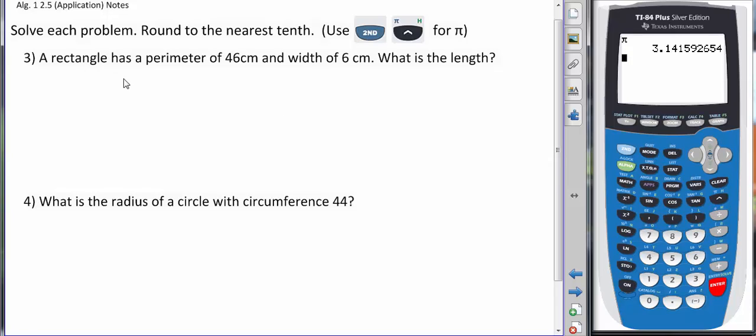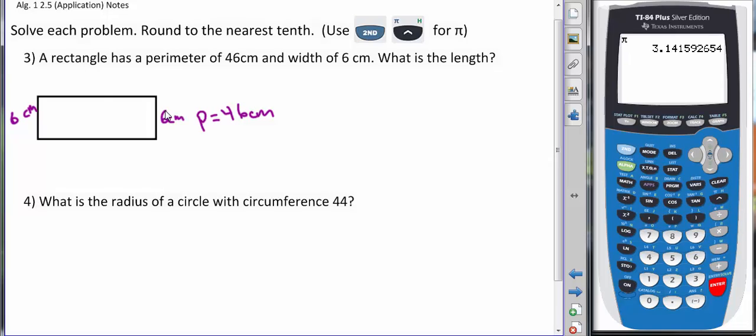All right, so a rectangle has a perimeter of 46 centimeters and a width of 6. What is the length? Now, there's no pi involved in this question, of course, but what we do have is a rectangle. So I'm going to go ahead and sketch a rectangle. I would encourage you to do the same thing when you're working. Have a little sketch. So what we know is that the perimeter is 46 centimeters. And the width is 6. I'm going to call this side over here 6 centimeters. That means this side here is also 6 centimeters.